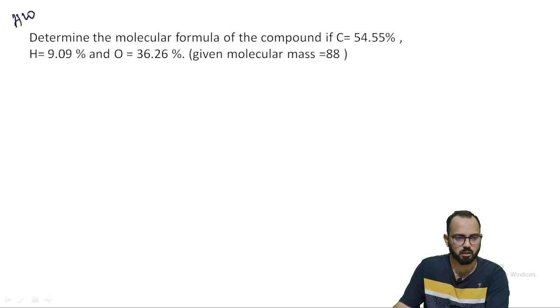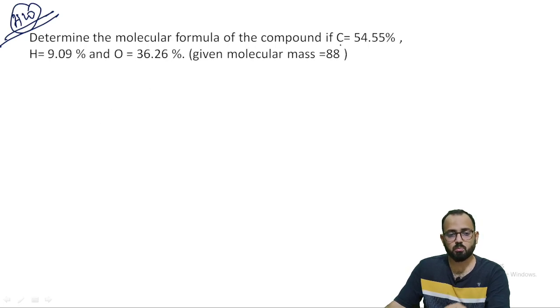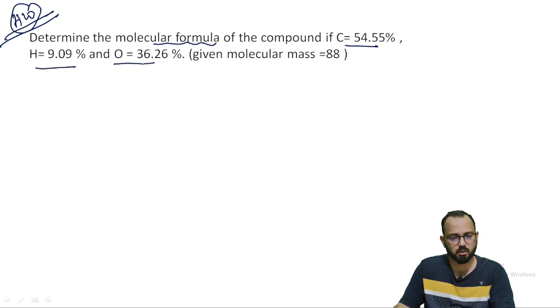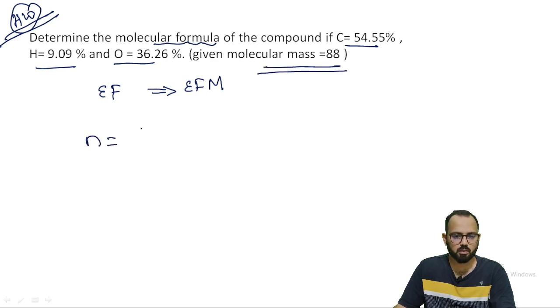Now, this is a homework you can do. You just try this one and let me know whether you are getting the correct answer. Determine the molecular formula of the compound. You have to find out the molecular formula. They have given the percentage composition of hydrogen, oxygen, as well as carbon. Find out the empirical formula. From the empirical formula, you can find out the empirical formula mass. They have already given you the molecular mass, so you can find out the N. N is molecular mass by empirical formula mass. So if you got the N value, how will you be finding out the molecular formula? Molecular formula is N into empirical formula.